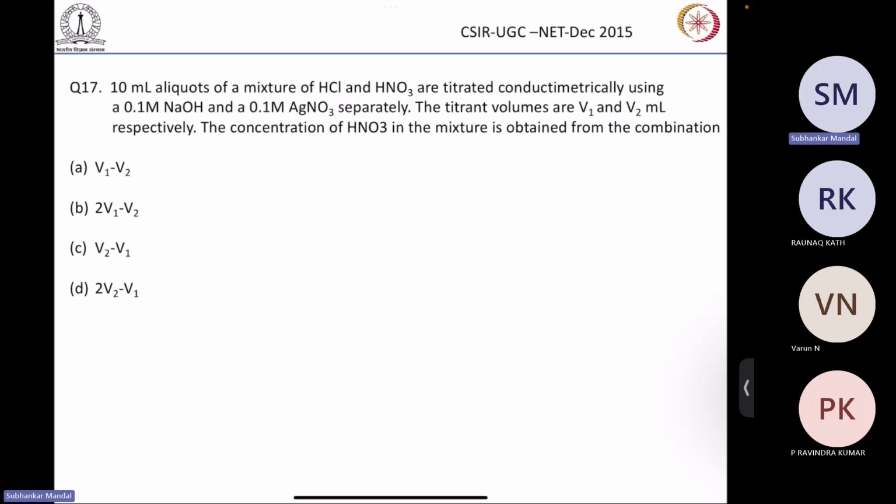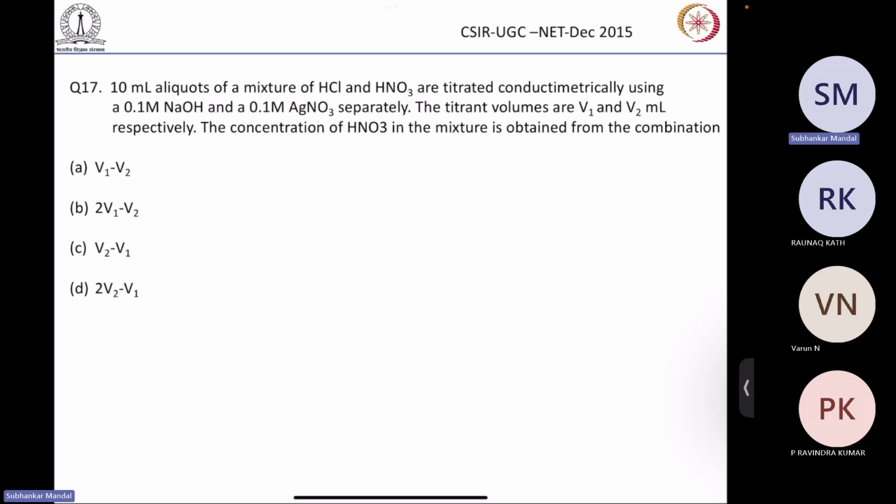Okay, so 10 ml aliquots of mixture of HCl and HNO3 are titrated conductimetrically using a 0.1 molar NaOH and a 0.1 molar of silver nitrate separately. The titrant volumes are V1 and V2 ml respectively. The concentration of HNO3 in the mixture is obtained from the combination of these four options.